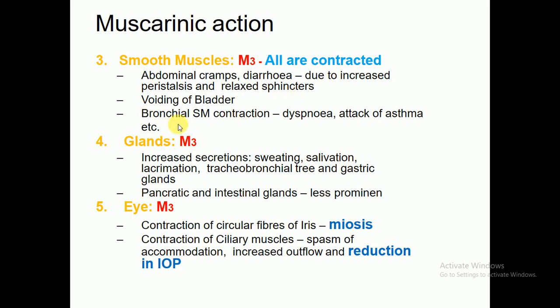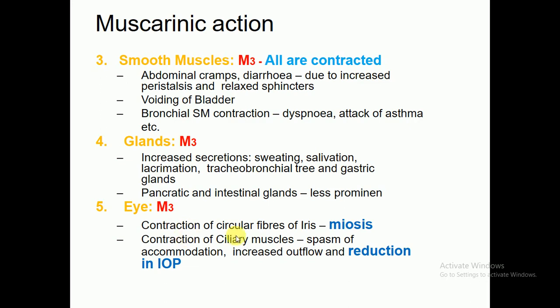There is widening of the bladder, bronchial smooth muscle contraction, dyspnea, and it can trigger asthma. In the glands, M3 increases secretion: sweating, salivation, lacrimation, and secretion in the tracheobronchial tree and gastric glands. The pancreatic and intestinal glands are less prominent.